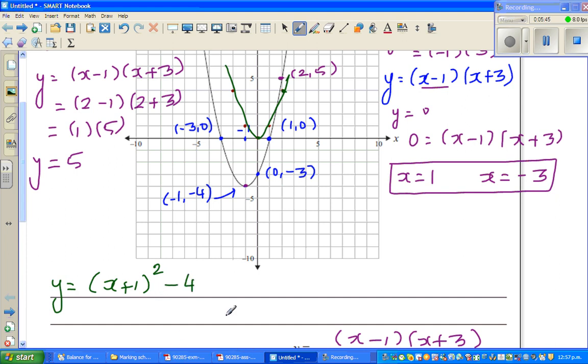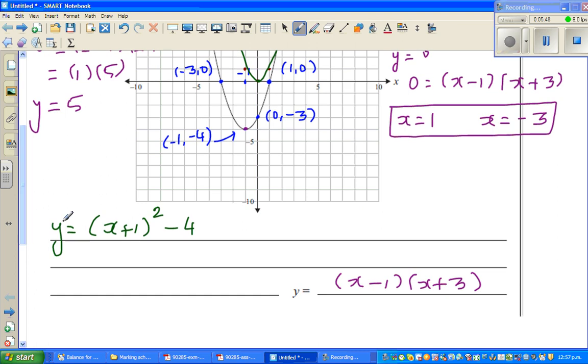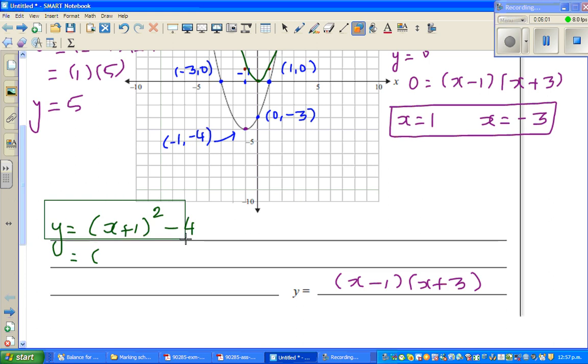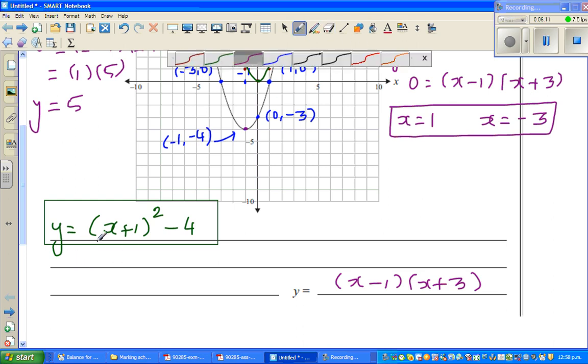Does this and this match? That's what I want to confirm. I'm saying they are the same, so let us see whether they are the same by expanding this. If you know how to write a parabola in this form, you can do many things. Just to explain what I mean, let me delete this and use a different color. Let me expand this.